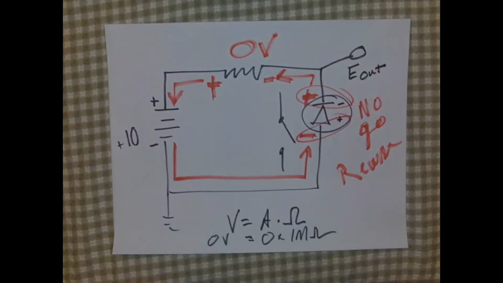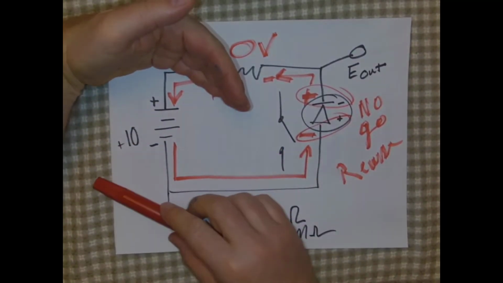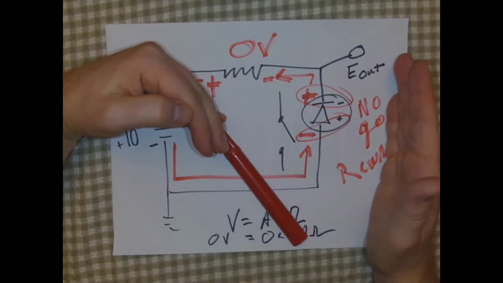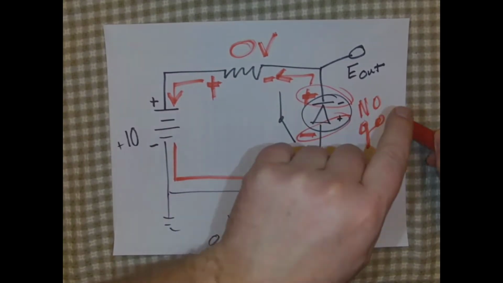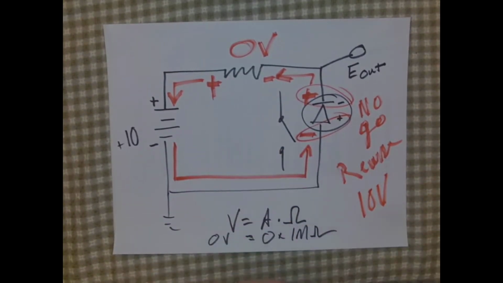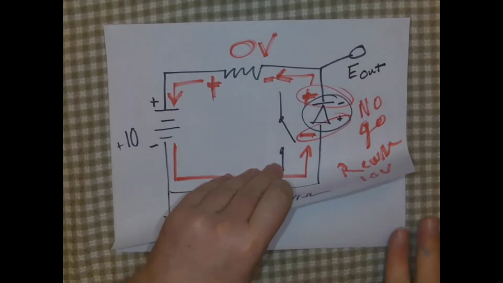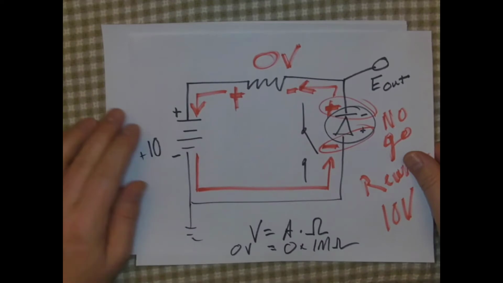Okay? Kirchhoff's law says my source voltage has to be represented across my drops. So if I have 0 here at my resistor, I've got to have all the rest, all 10 volts, going across my diode. Okay? Let's go ahead and take a look at what would happen if we put the battery in reverse.